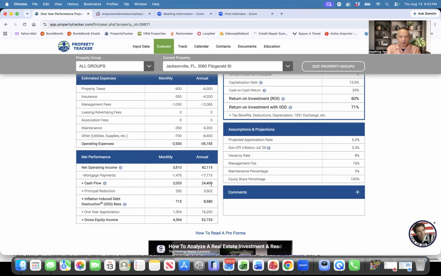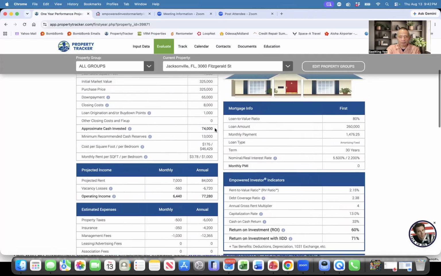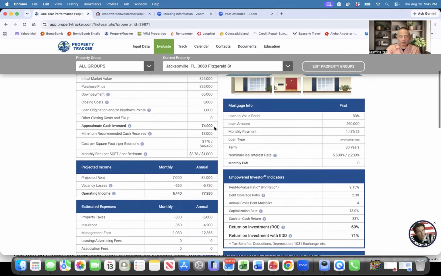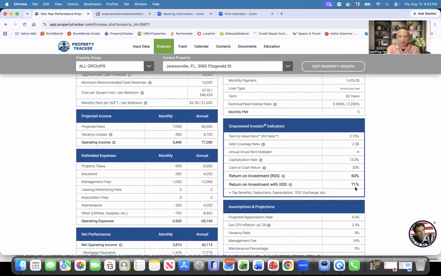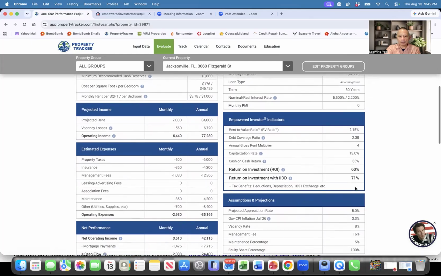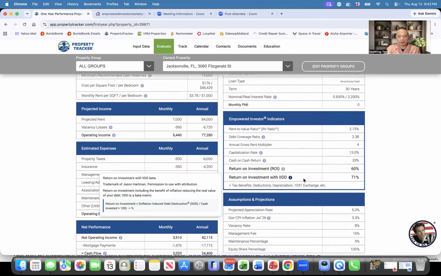So you add cash flow, principal reduction, inflation-induced debt destruction, all these numbers, and the first-year appreciation equals 52,733, divided by your down payment, which is 74,000, equals 71%. That's a 71% total return on investment including the inflation-induced debt destruction.